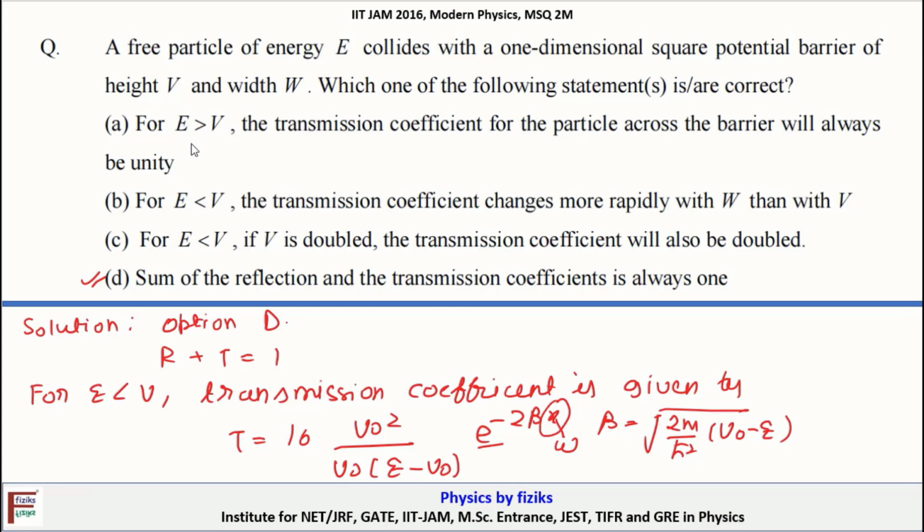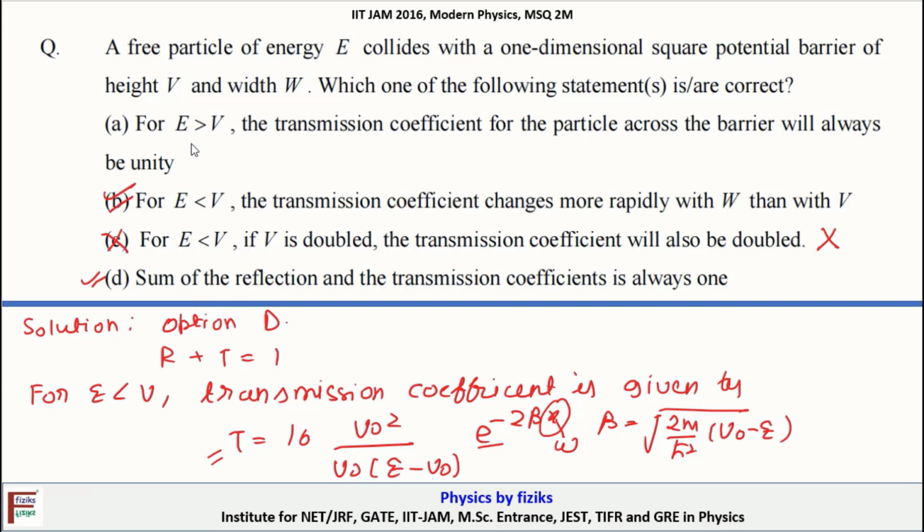Further, if V0 is doubled, then that does not mean the transmission coefficient will also be doubled. Transmission coefficient will change according to this relation. So this statement C is correct.